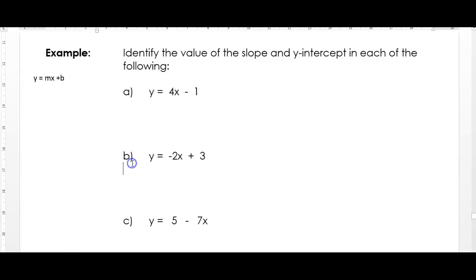So I want to talk about one other thing, which is that my variables don't have to be x and y. I could just as easily have said a equals 4b minus 1. And the ideas still remain the same. I can see that whatever the coefficient of b is on one side, that is my slope. And whatever is the component that's by itself, not attached to the variable, is my constant value, and that's my y-intercept. So what I want you to do is pause the video, take a look at B and C, and figure out what you think the values of the y-intercept and the slope are.